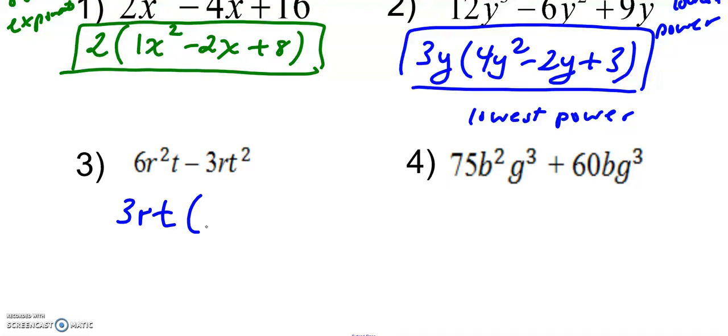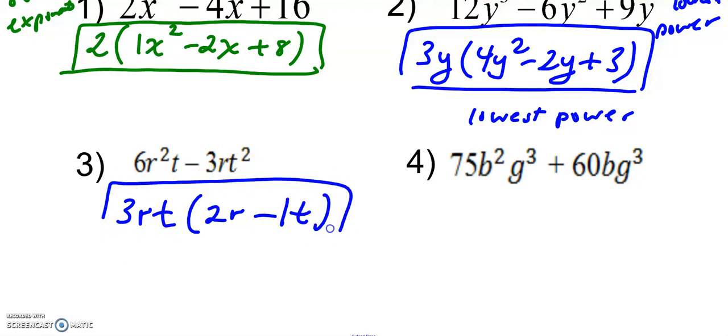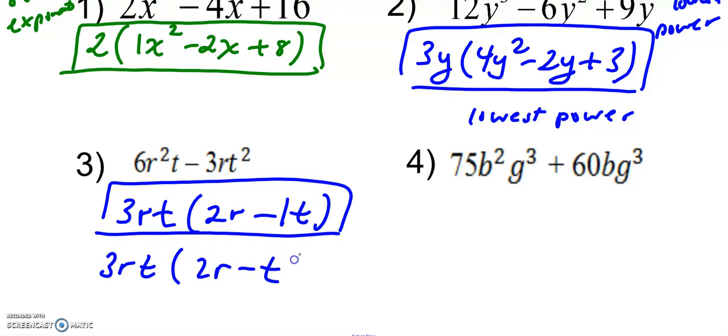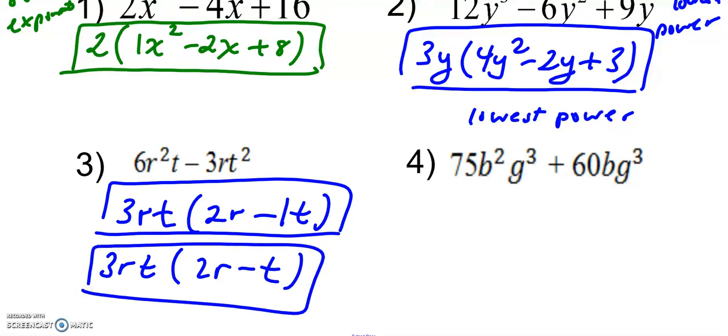And so now if I think division and subtraction, if I take 3 out of 6, I'm left with 2. If I take 1 r out of r squared, I'm left with just r. If I take t out of t, that's gone. Minus. 3 out of 3 is technically 1. R out of r is gone. T out of t squared is just t. So you either could write your answer like this, or you could write it as 3rt(2r minus t). Either answer works. So what you're doing is taking the greatest common factor out, and in the parentheses, you're writing what is left over.